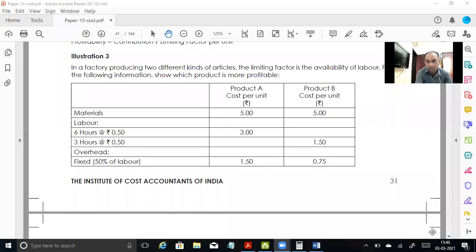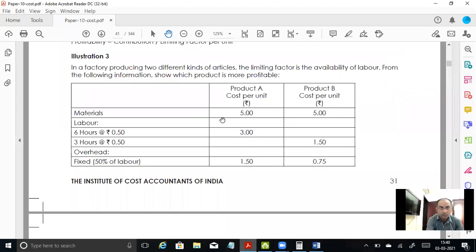This class is for cost accounting, CMA Inter, and today we are discussing the third illustration of chapter number 2, marginal costing, decision making tools. So without wasting any time, let us move to the chapter and start illustration number 3. So I'm sharing my screen with you. Now you can see on your screen illustration number 3.